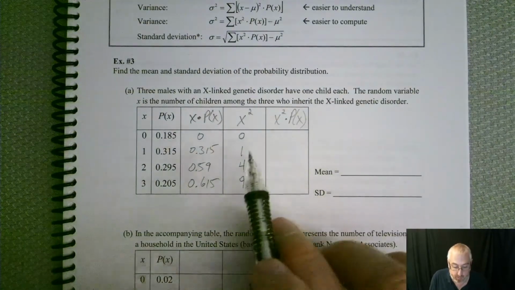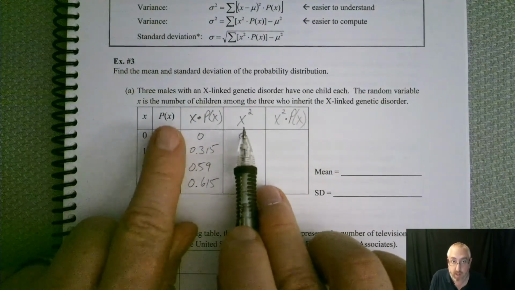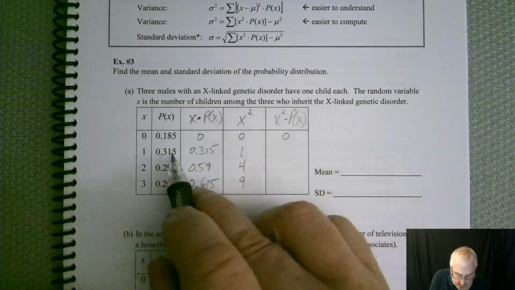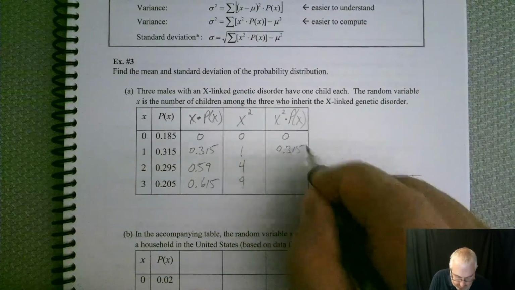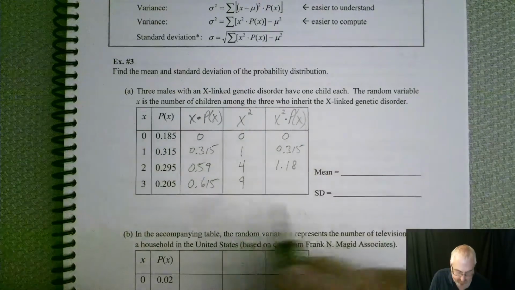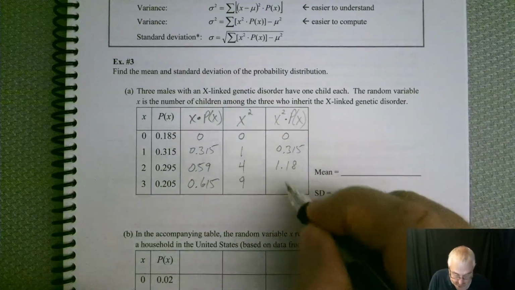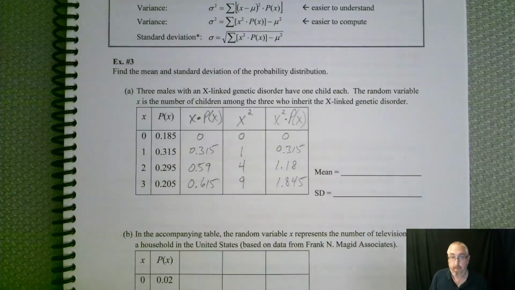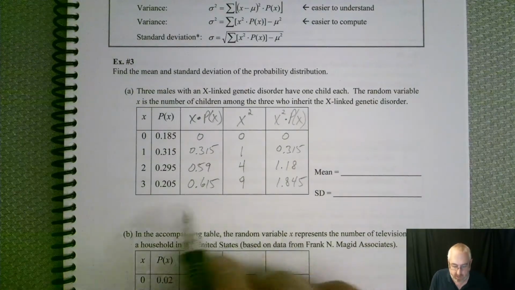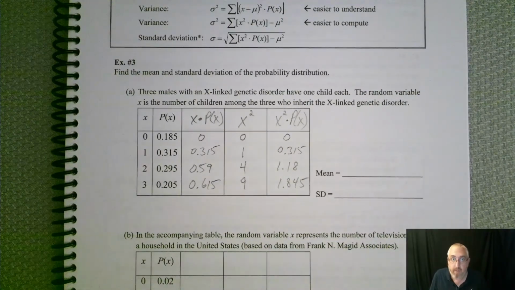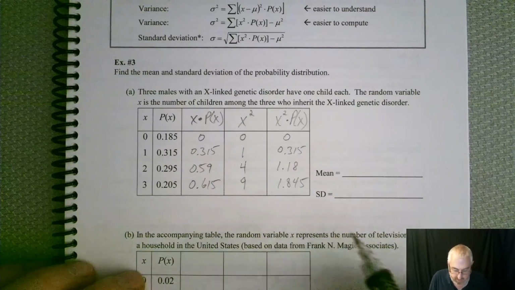And now the last one, be careful. We want to multiply these 2 columns together. So 0 times that is 0. 1 times that is 0.315. 4 times that is going to be 1.18. And 9 times that is going to be 1.845. So pretty quick. Now, again, use your calculator to confirm those values, but that should be correct. So that's the first thing. Get your table completely filled in, and now we can start finding our different pieces.